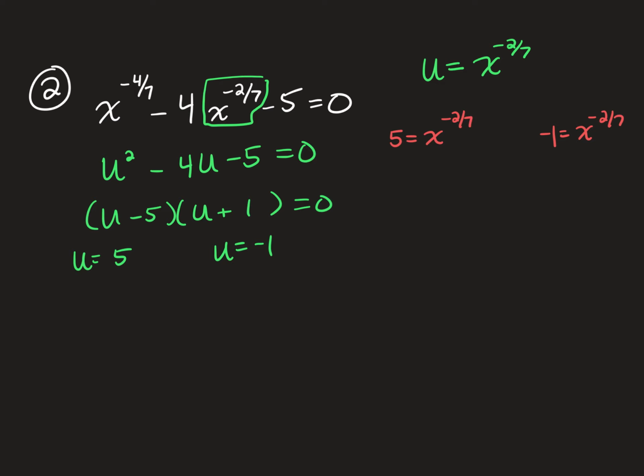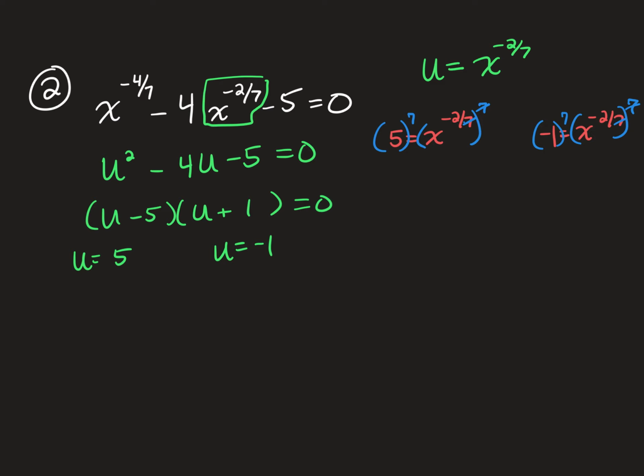I'm actually going to split this up into 2 parts. Okay, so the first thing I want to do is I want to get it so that I have just a whole number for my exponent on x, okay? So I want to take and make this, raise it to the 7th power, okay? Because what that's going to do is it's going to get rid of the 7 in the denominator in both of my exponents. So I need to raise both sides to the 7th power.